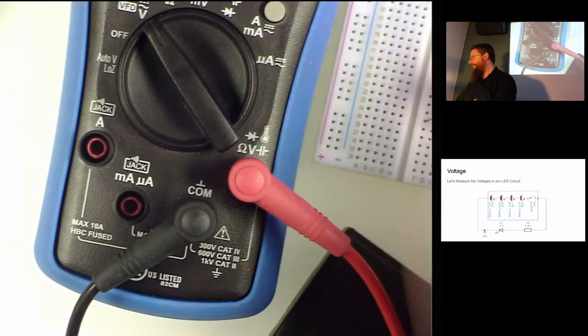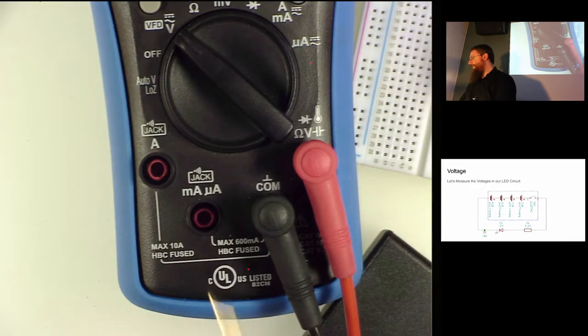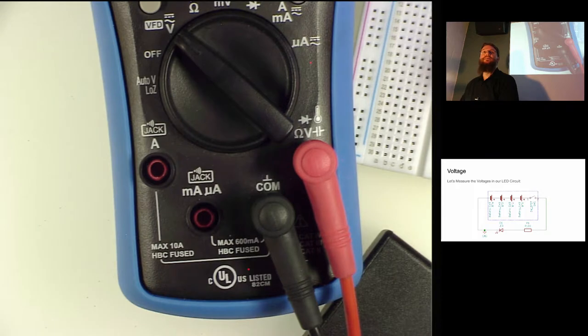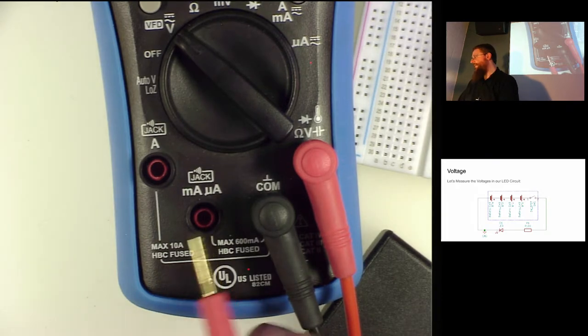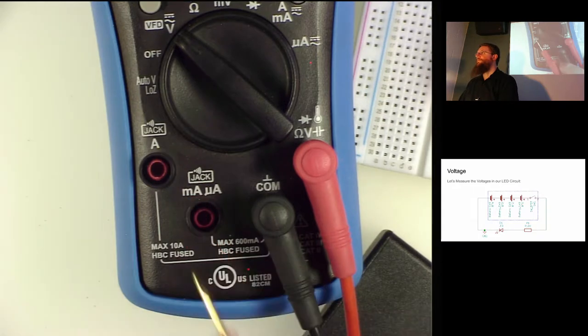The other two holes on the bottom of here, one is for milliamps or microamps, which is the unit of current. I'll cover how that side works later. There's also a separate hole for amps. So for those unfamiliar with metric prefixes, milliamps are 1,000 times smaller than an amp, and microamps are 1,000 times smaller than a milliamp, or 10 to the 6 smaller than an amp.